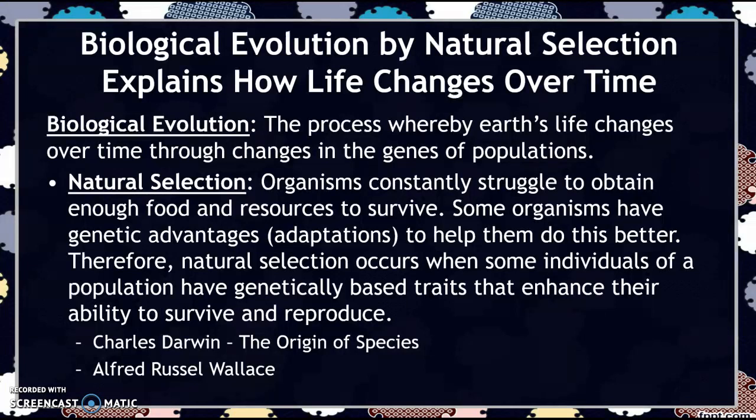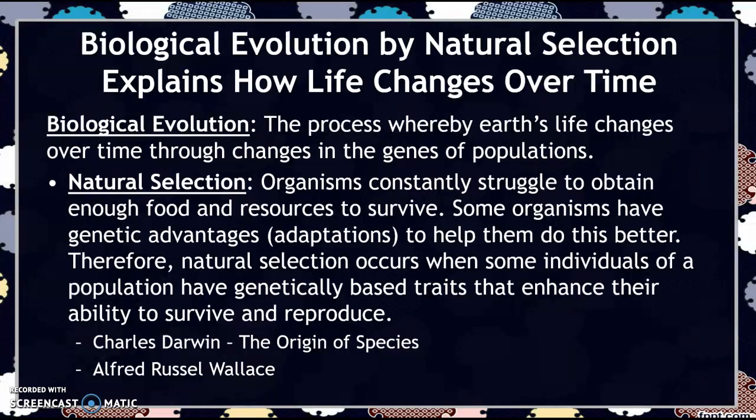So, biological evolution by natural selection explains how life changes over time. Again, a lot of this section is review from biology. So if you had me last year, great. If you had bio 2 or 3 years ago, hopefully this kind of jogs your memory. So first of all, my definition of biological evolution is the process whereby Earth's life changes over time through changes in the genes of populations. Natural selection is the mechanism in which evolution occurs.